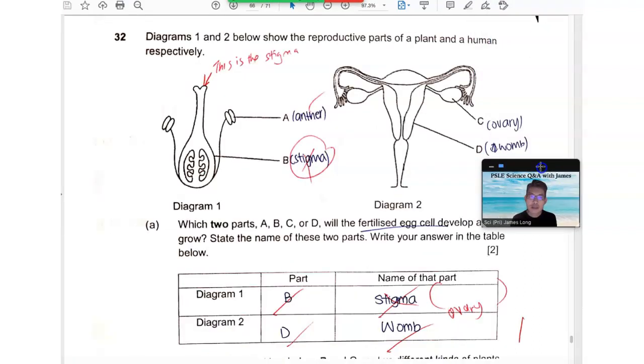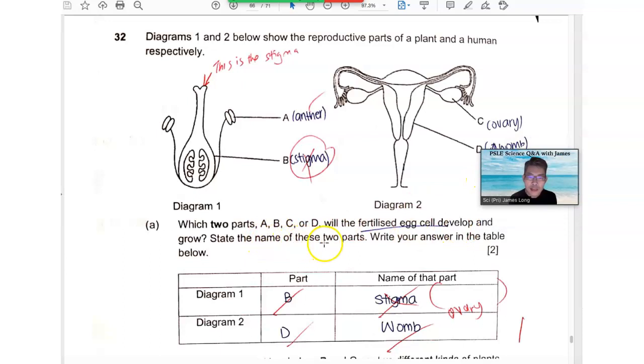Okay, now this part here shows you the reproductive parts of the plant and the human respectively. So you can see from the annotation here, this child actually annotated this part wrongly. This part should be the ovary, not the stigma. The stigma is on the top part here. Ovary, correct. Womb, correct. So which two parts will the fertilized egg develop and grow? State the names of these two parts. Write your answer in the table below.